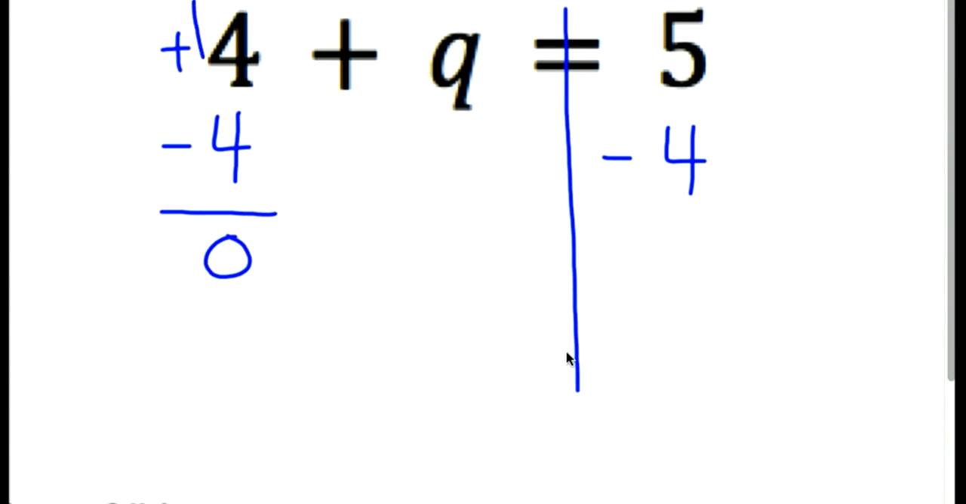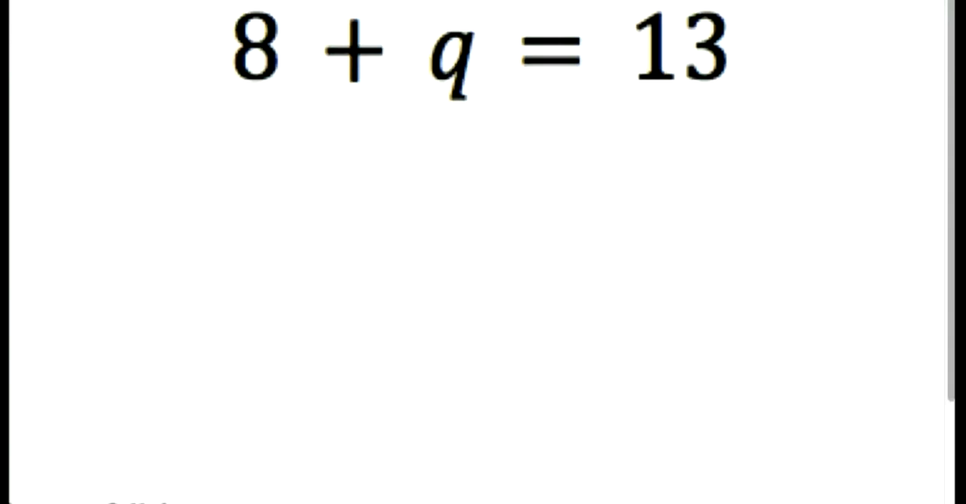So I'm looking at my positive 4, and I'm going to use an inverse operation to get rid of that. So my inverse operation, because it's positive, is negative, or subtract. So I'm going to subtract 4 from both sides. Positive 4 and negative 4 equals 0. So these are going to cancel out, and I'm going to be left with just a q. And on the right-hand side, I have 5 minus 4, which is 1. So q would equal 1.